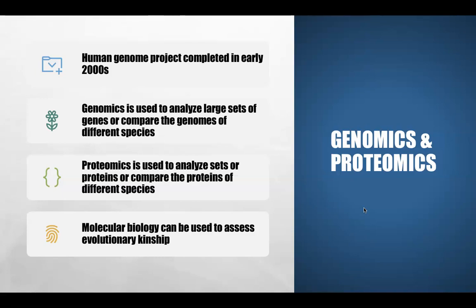We now know the sequence of the human genome that was completed in the early 2000s. And we are able to study things such as genomics, proteomics, and molecular biology simply by knowing that human genome. Genomics is used to analyze large sets of genes or compare genomes of different species, and proteomics is used to analyze sets of proteins. So think of that way. Genomics analyzes large sets of genes and compares them, and proteomics analyzes large sets of proteins and compares them.